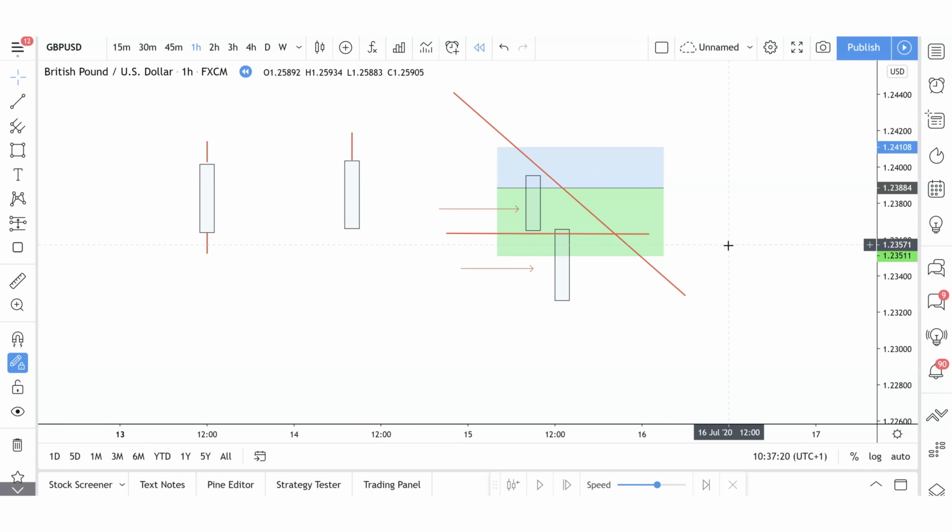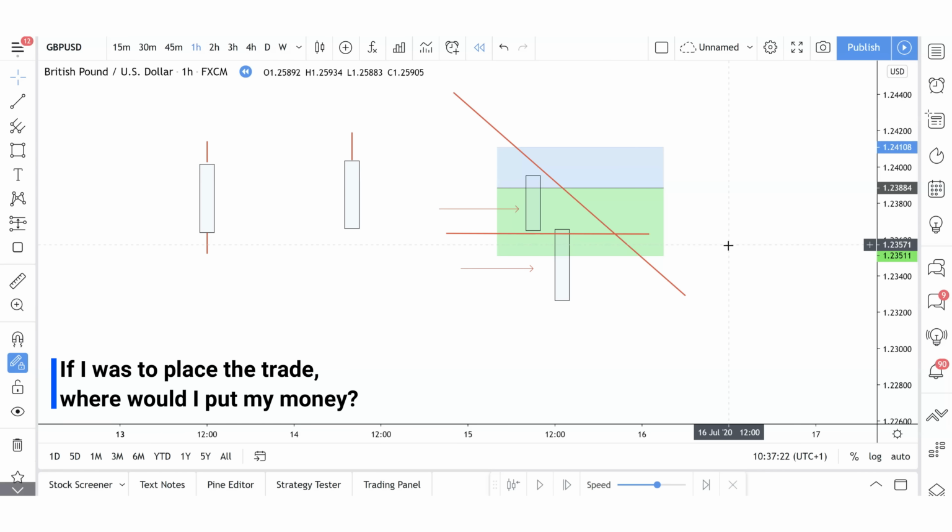But you have to say to yourself, well, if I was to place the trade, where would I put my money? And the likelihood of the next candle is going down because of how the market is built up.